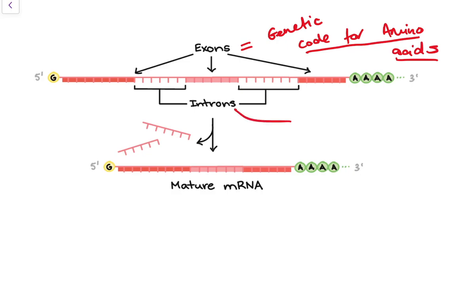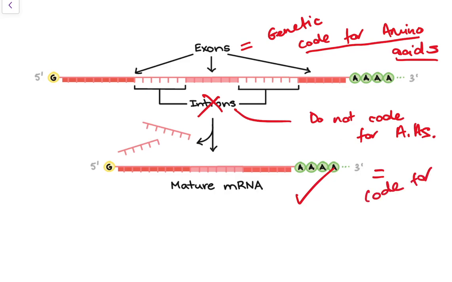Whereas these other regions which we need to cut out, those are introns. And so these do not code for amino acids. And so in the process of keeping the exons and removing the introns, we've now made our mature mRNA, which has the meaning, it has all the information to code for a polypeptide.